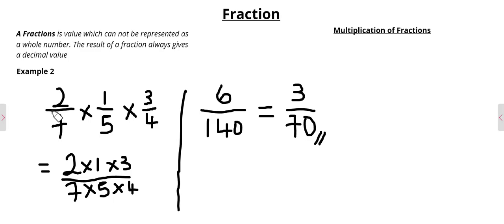Hopefully this one is clear, and you can continue with 5 fractions. No matter the amount of fractions you are given, apply the same method: numerator multiplying numerator and denominator multiplying denominator. That's how you find the result of fractions when they are to be multiplied.